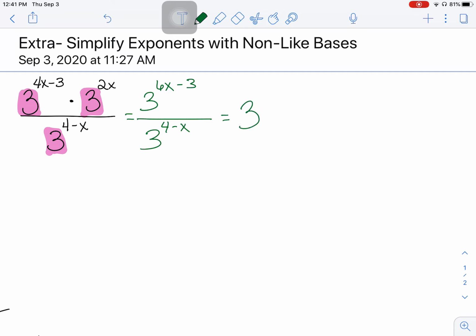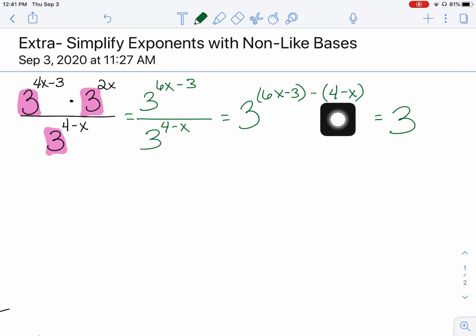So I've got a base 3, and I have the 6x minus 3 from the numerator, and I am subtracting the 4 minus x from the denominator. Now, if you don't need to do that step, feel free to skip it, right? It is not required in any way, shape, or form. But now I want to actually combine those pieces. So I've got 3. That 3 hasn't changed in this entire problem. Keep that in mind. We've got 6x here minus a negative x. So minus a negative really becomes plus. So I'm looking at 7x. And then I've got negative 3 minus 4, and that would be minus 7.